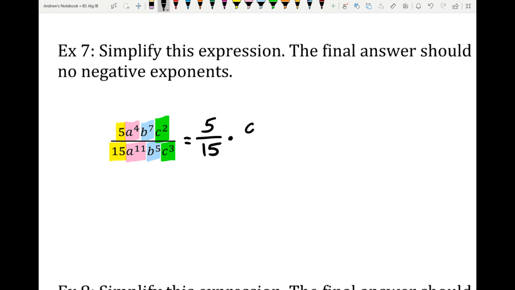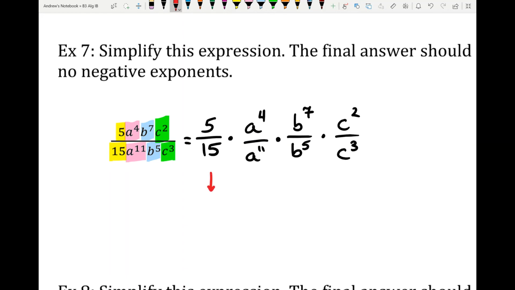I'm going to split it up like this. We got a to the 4th over a to the 11th as the second piece. We got b to the 7th over b to the 5th as the third piece. You got c squared over c to the third as that last piece. So what we're going to do is take it one piece at a time. 5 over 15 doesn't come out as some nice whole number, but I can still simplify that fraction. 5/15 is the same thing as 1/3.